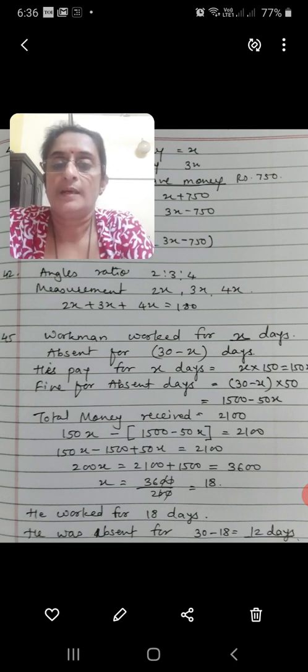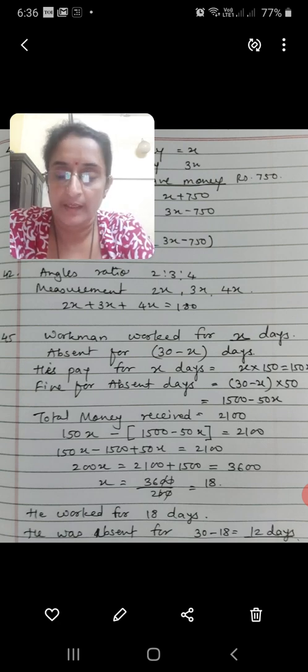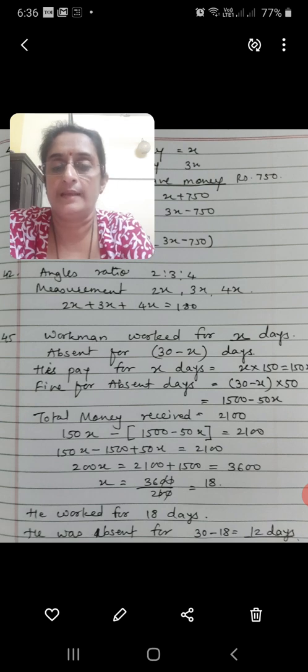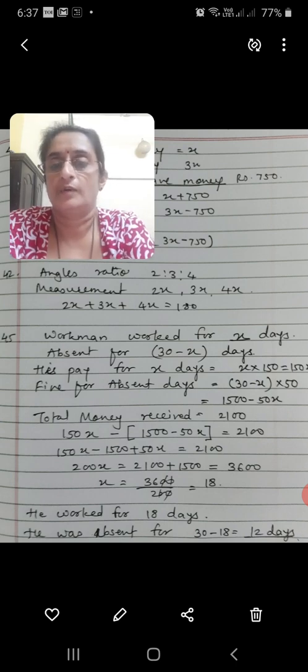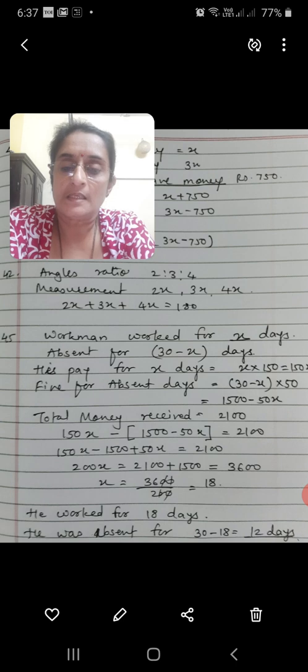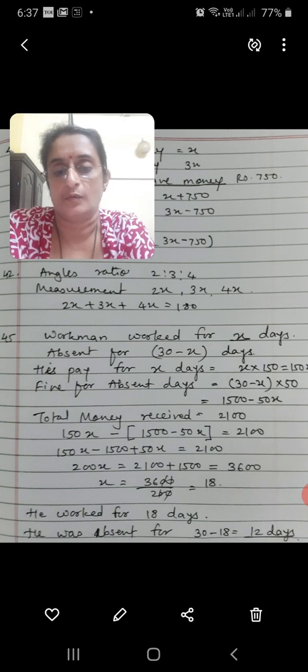Now total money received is 2100. So whatever he has worked and got the money, from that he has to give the fine for the absent days. So how are you going to write the equation? 150x, that is money he received for working for x days, minus whatever fine he has given, 1500 minus 50x, to get 2100. So when you solve the bracket, x value will be 18. So he has worked for 18 days. Now the question is, how many days was he absent? So 30 minus 18, that is 12 days he was absent.